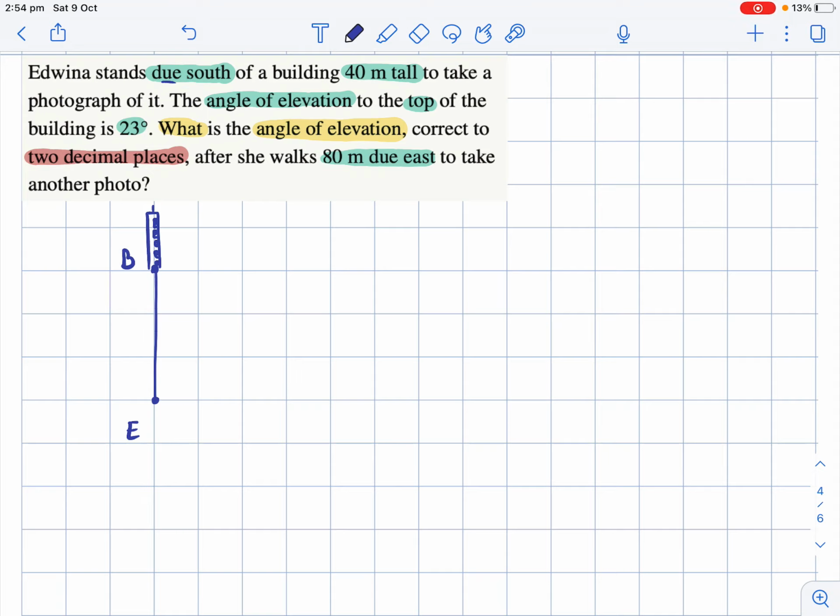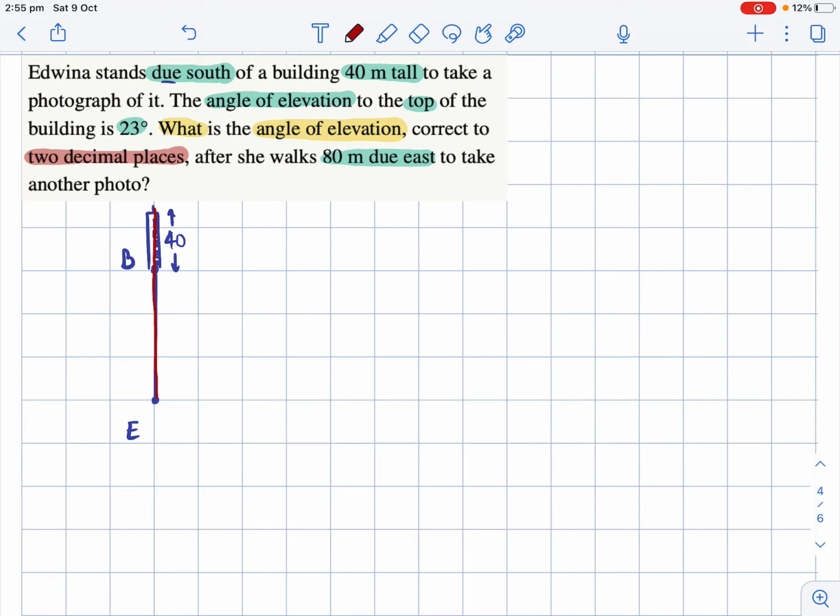The building is 40 metres tall. And the angle of elevation to the top of the building is 23 degrees. And when I try and put this on my diagram, I notice, well, what's going on there? That's a bit funky. I can't really see it.